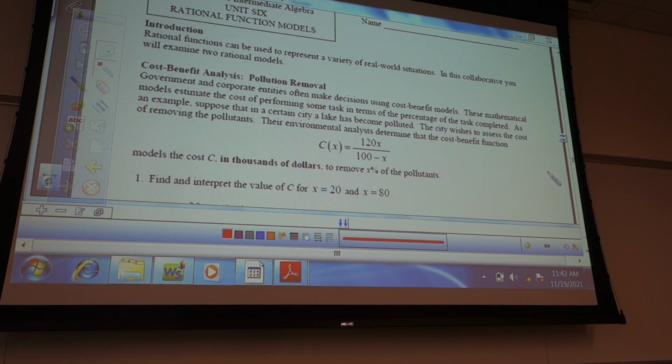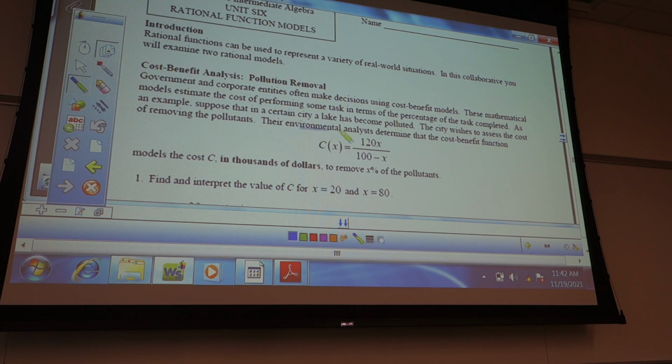As an example, suppose that in a certain city, a lake has become polluted. The city wishes to assess the cost of removing the pollutants. Their environmental analysts determine that the cost-benefit function is this one right here. So the cost is going to be 120 times x over 100 minus x, where C is the cost in thousands of dollars to remove x percent of pollutants. So x is the percent of pollutants that you're removing from the lake.